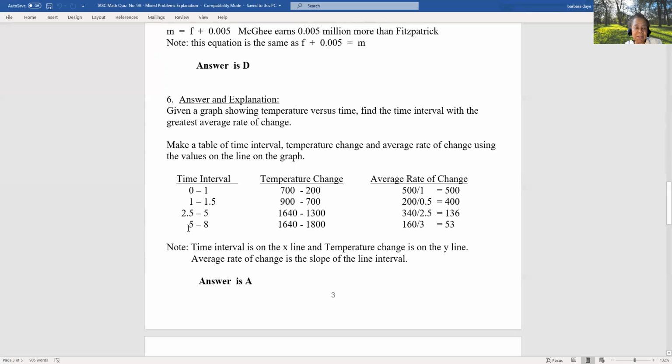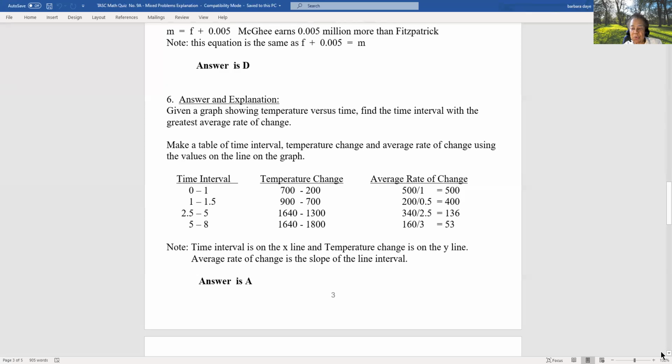The last time interval is 5 to 8. Temperature change 1640 to 1800. Difference between 1800 and 1640 is 160. Difference between 8 and 5 is 3. 160 divided by 3 is 53. So the time interval with the greatest rate of change is the 0 to 1 that has 500. And that answer is A.